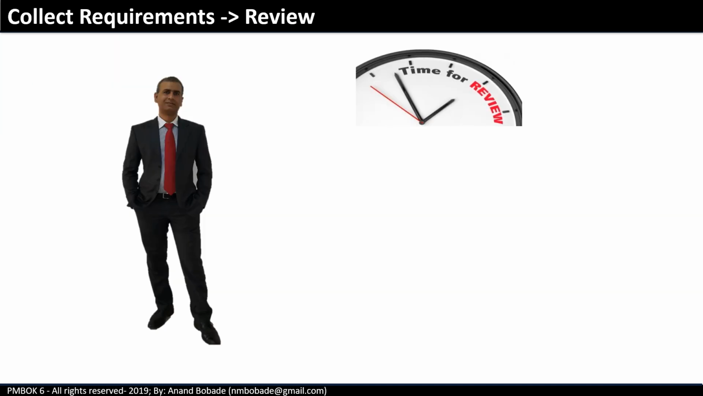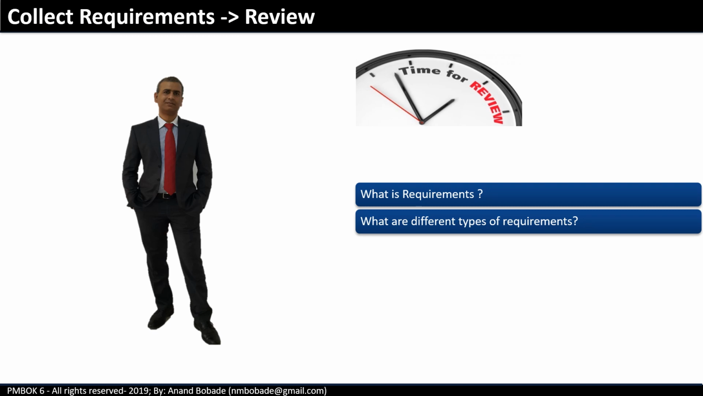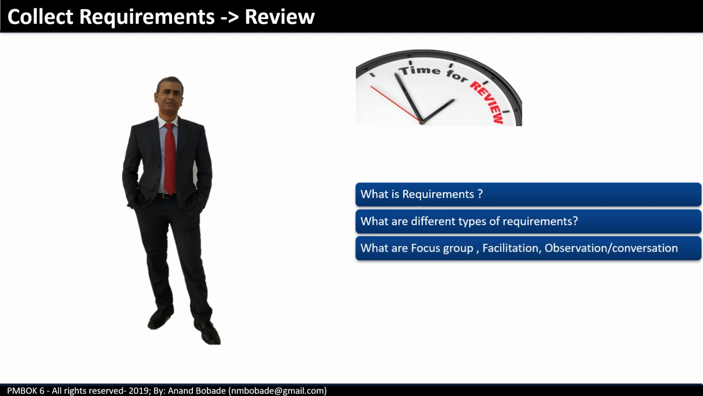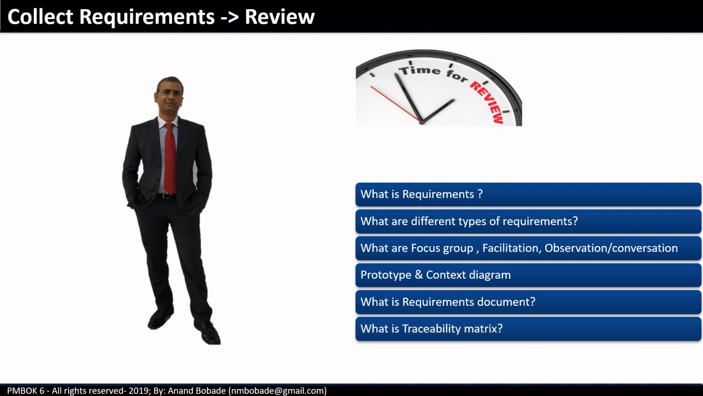Great job. We have completed the collect requirements process here. Let's do a quick review of the topics covered so far. We started with understanding what a requirement is. We went through different types of requirements like stakeholder requirements, business requirements, functional and non-functional requirements. We discussed various tools and techniques, for example focus groups, facilitation, observation, and conversation. We also talked about prototypes and the context diagram. And then we discussed the requirements document, its contents, and what a traceability matrix is and how it helps us in managing the project. Keep learning. See you in the next session, the define scope process.